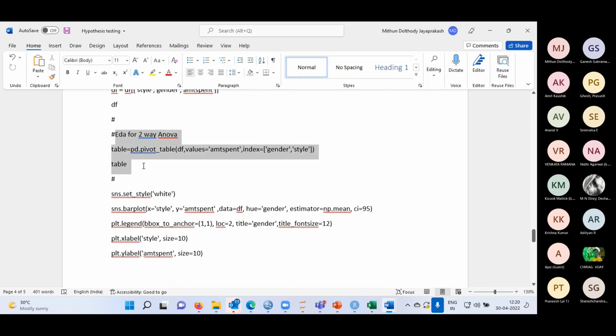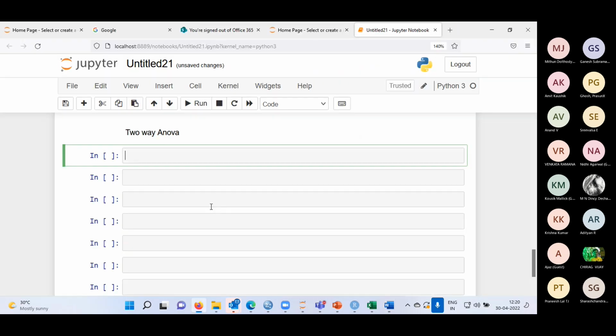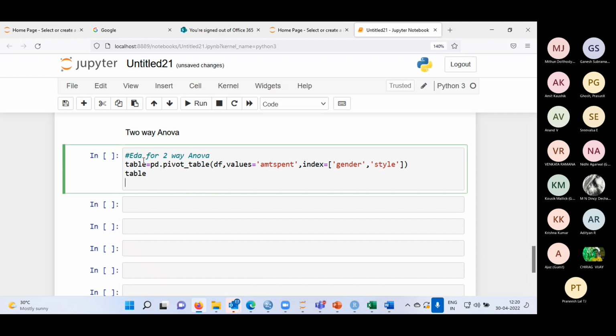Right. First, let's quickly do an EDA for two-way ANOVA. This is exploratory data analysis for two-way ANOVA. pd.pivot_table. Here I'm just doing an exploratory data analysis, right?